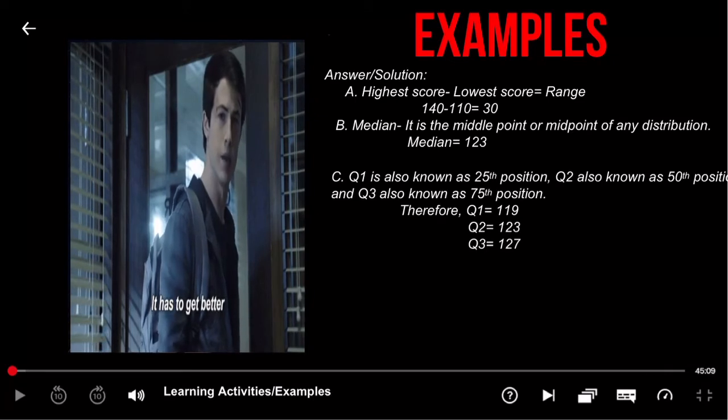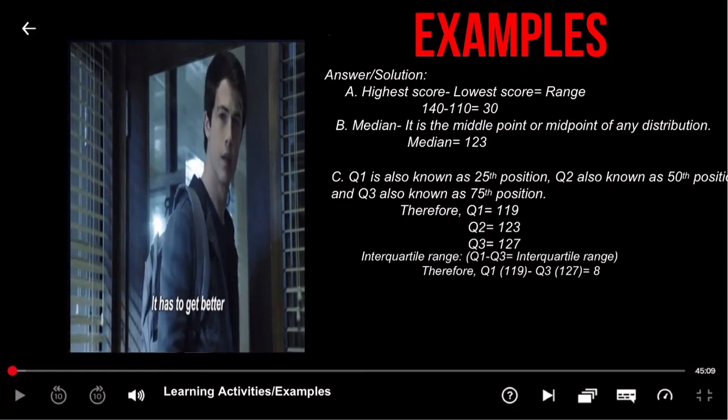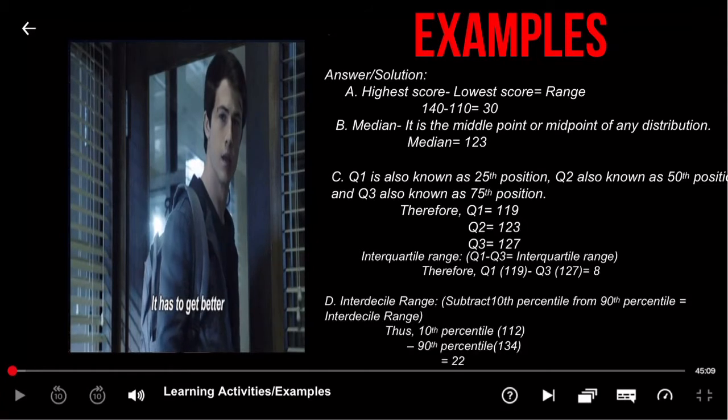Letter C. Q1 is also known as the 25th position, Q2 also known as the 50th position, and Q3 also known as the 75th position. Therefore, Q1 is equals to 119, Q2 is equals to 123, Q3 is equals to 127. The interquartile range, we get it by simply subtracting Q1 from Q3, and that we get 127 minus 119 is equals to 8. 8 is our interquartile range.